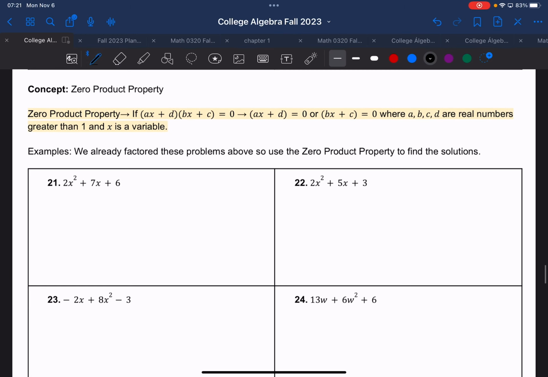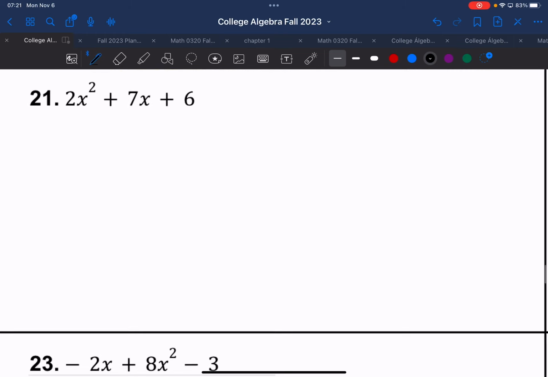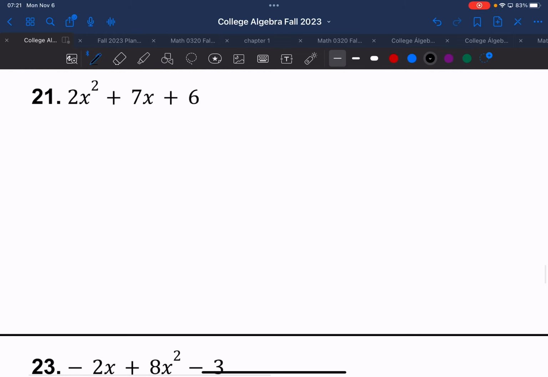I know we did this first one. I'm going to go ahead and just write the answer that we got. The answer that we got for this one was x plus 2, 2x plus 3. Again, these problems are the exact same problems from the previous concept, so we don't have to refactor them. We already did the work.